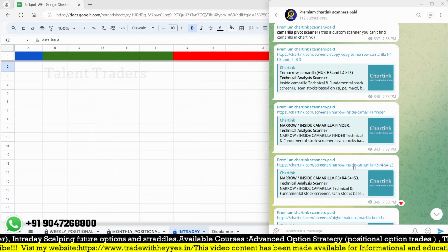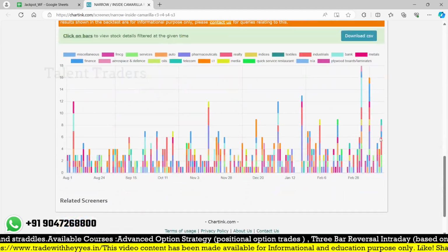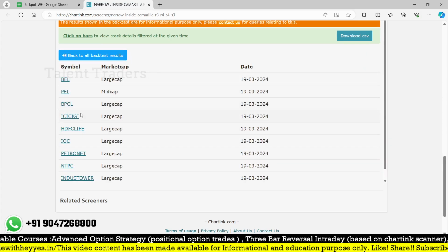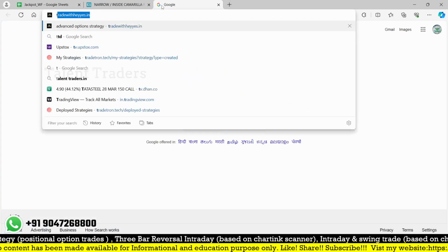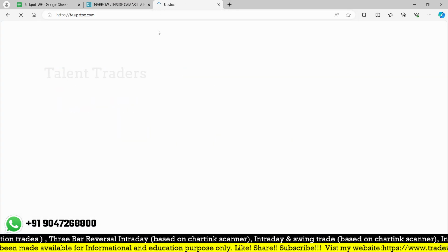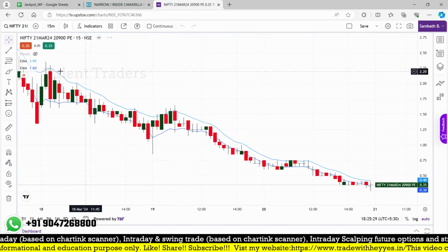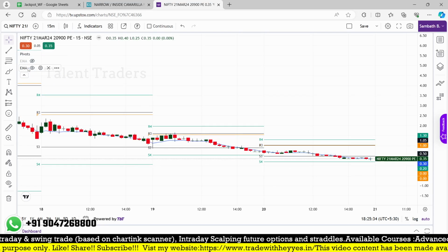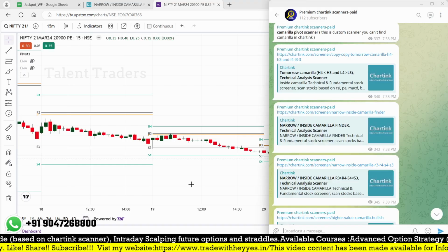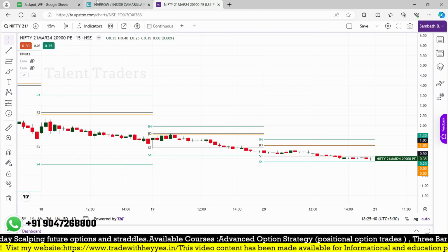This one is about inside Camarilla stocks, the stocks which are forming an inside Camarilla. For example, BEL, PEL, BPCL. It is based on the Camarilla levels, and I will show you. There are a lot of customized indicators which are not available by default. We created customized indicators for our logic and trading, and they are available in our premium group. Simply click the link and you can access it, and it is lifetime access.